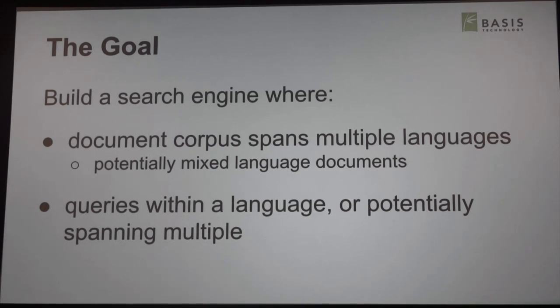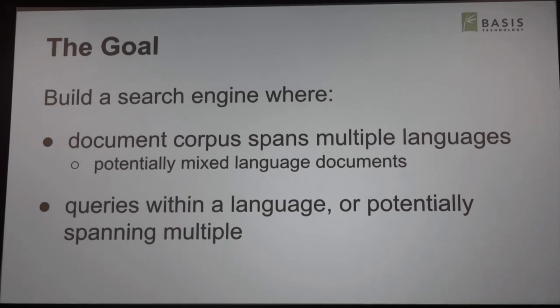We want to build a search engine where your document corpus spans multiple languages. That's a constant throughout. If your document corpus is monolingual, you have nothing to worry about. You're in the monolingual search engine case, and this doesn't apply. But here your document corpus always spans multiple languages, and even within a document, you may have multiple languages. An example of that might be an email that's mostly English, and someone pastes in a little snippet in Spanish or something like that.